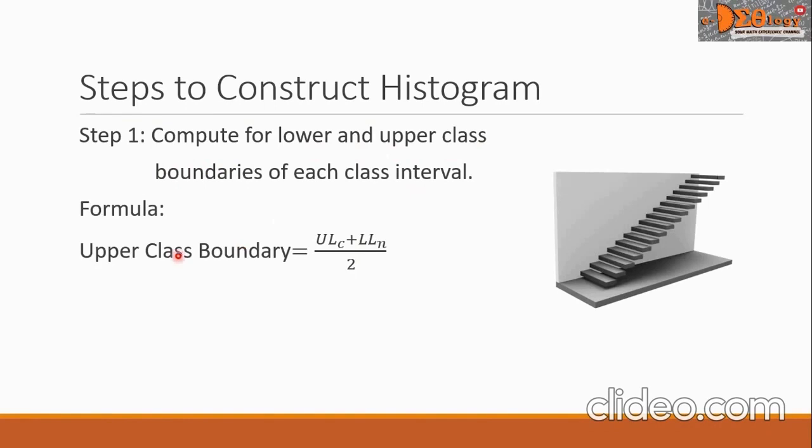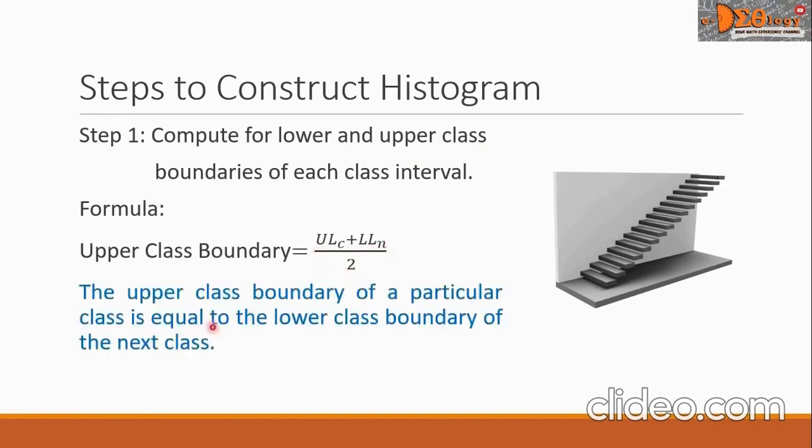The formula is given. For upper class boundary, that is equal to UL sub C, this UL means upper limit of the class interval, plus LL sub N, this is lower limit of the next class interval, all over 2. The upper class boundary of a particular class is equal to the lower class boundary of the next class.